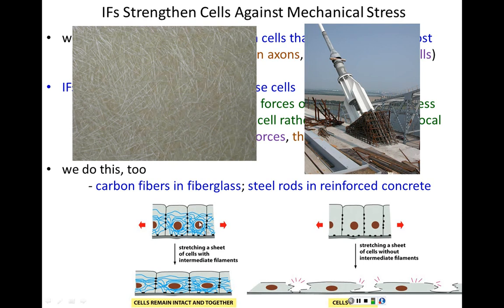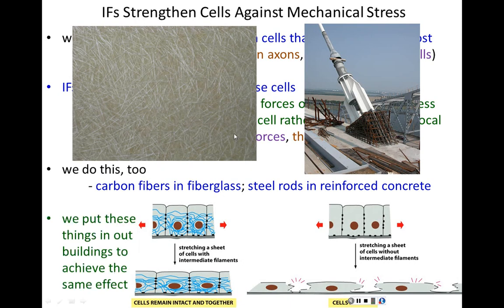By putting fibers with tensile strength into more fragile structures, whether it be fiberglass, bridge ties, or cells, we add to the tensile strength in the distribution of forces. We add to the mechanical stress that those structures can endure before breaking. We put linear polymers in our materials to achieve a resistance to tearing and breaking under mechanical stress, and the cells do the same exact thing with intermediate filaments.